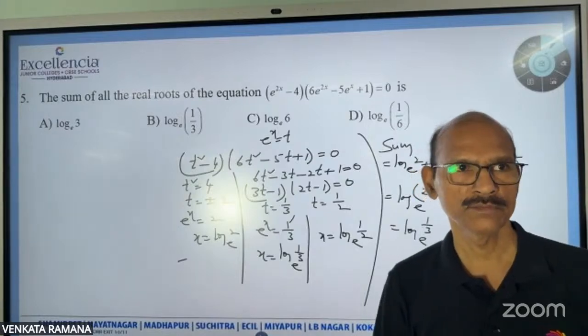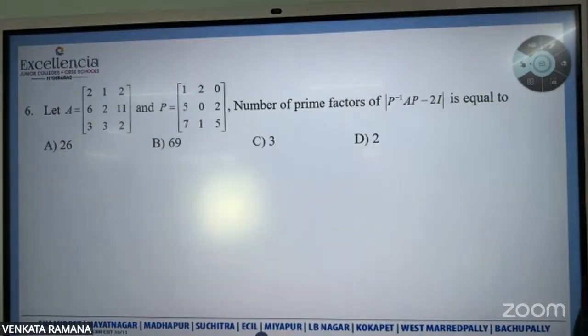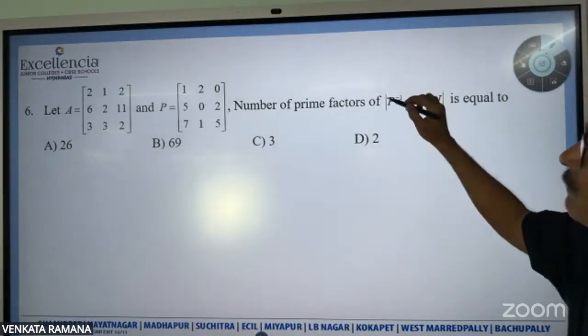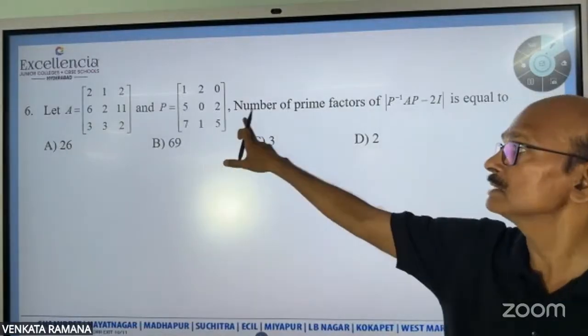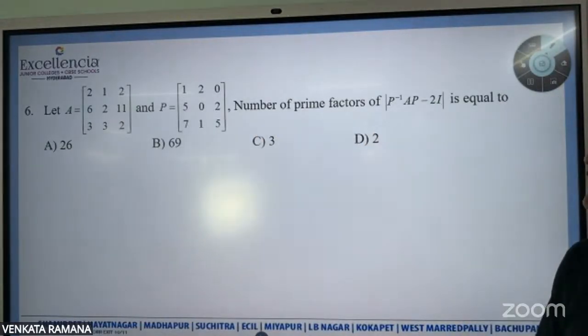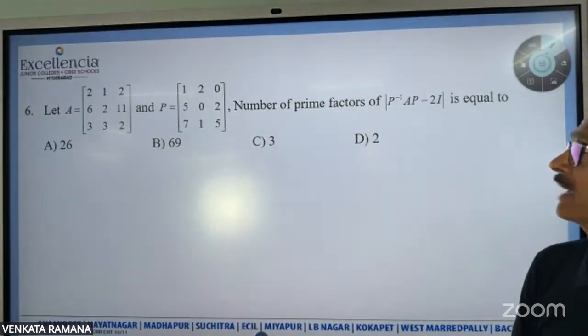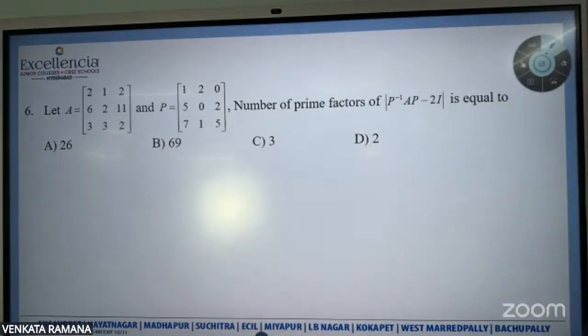This is one more question. Now let us move to the next question. Again, one more question from the matrices. It is given A equals, and also given P, the number of prime factors of P inverse of AP minus 2I. He's asking what is the number of prime factors of the determinant of P inverse of AP minus 2I.